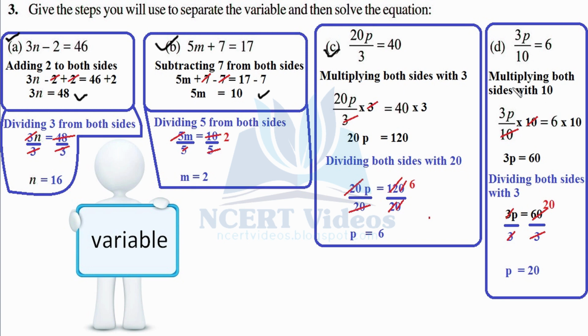If you do it only on one side, it will be wrong and your whole answer from that point of time will be wrong. Now 3p upon 10 into 10 equals 6 into 10 introduced, and 10 cancels, 3p is left equal to 60. Now we have done half of the question. Since it is getting multiplied, we'll have to introduce in division the same number 3. So dividing both sides with 3, 3 cancels, p, now 1 3 is a 3, 20 3 is a 60. So p equal to 20 is the required solution of this equation. That was your third question.